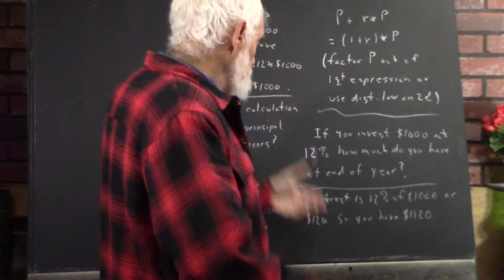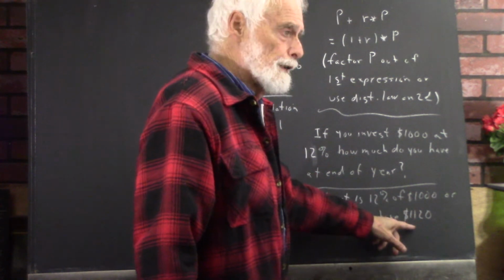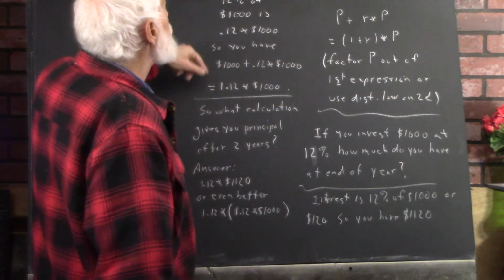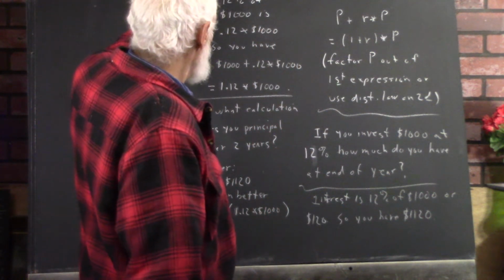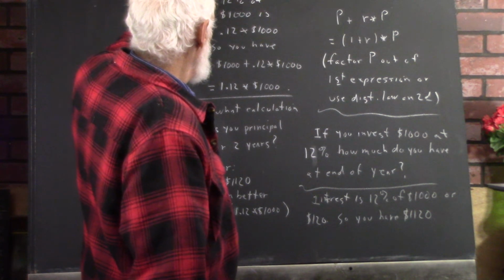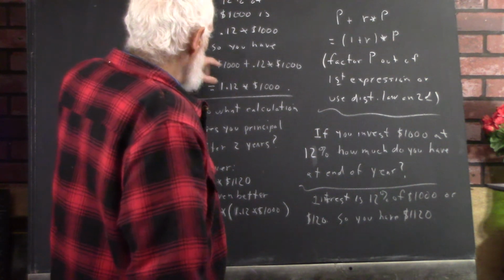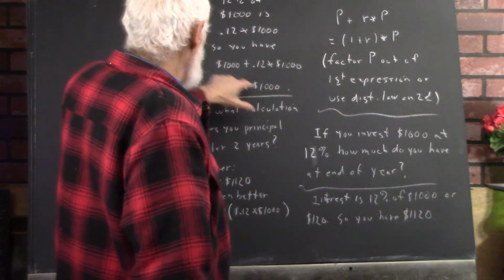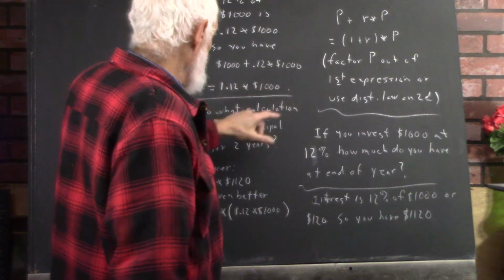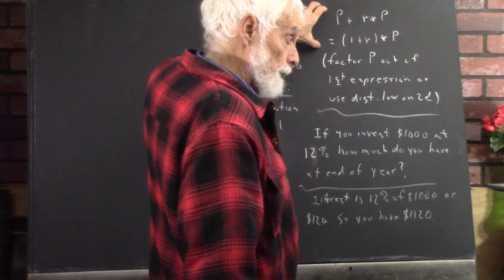If we invest $1,000 at 12%, how much do you have at the end of the year? Well, your interest is 12% of 1,000, that's 120. You add that to your 1,000, you get 1120. More significantly, you get this, which summarizes this calculation. But if you factor the $1,000 out, you get 1 plus 0.12 times $1,000, which is 1.12 times $1,000, just using this idea.